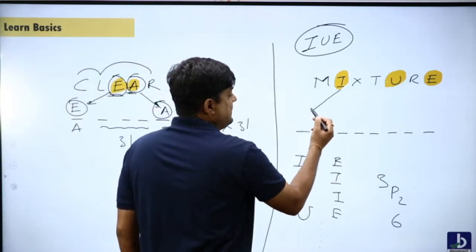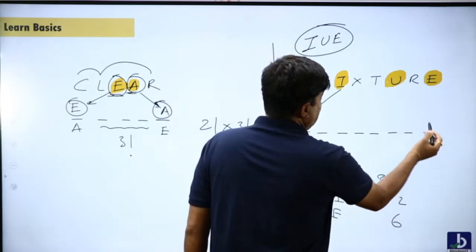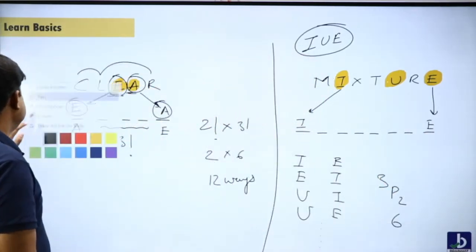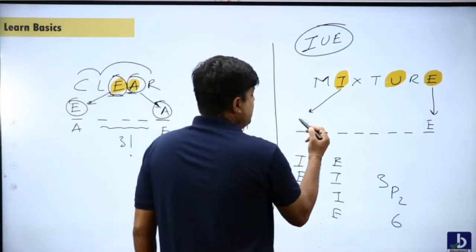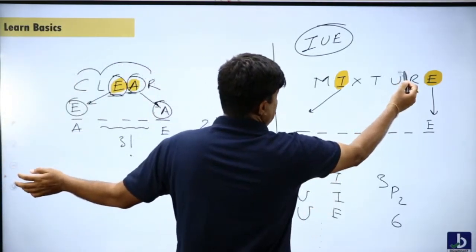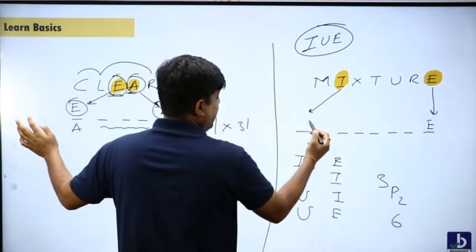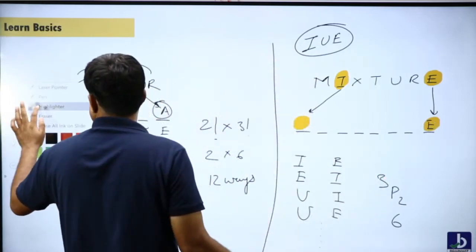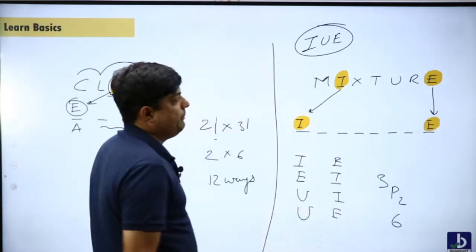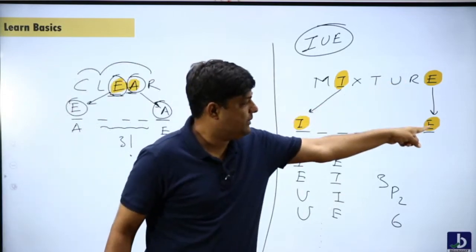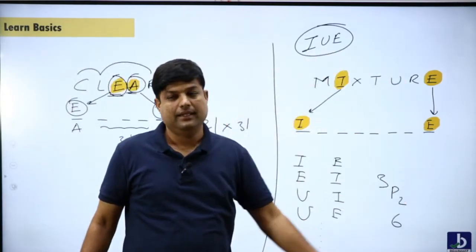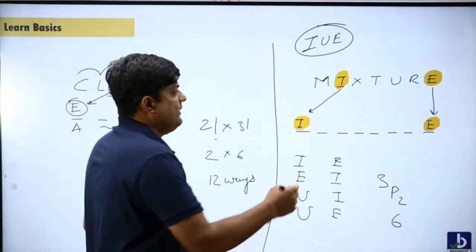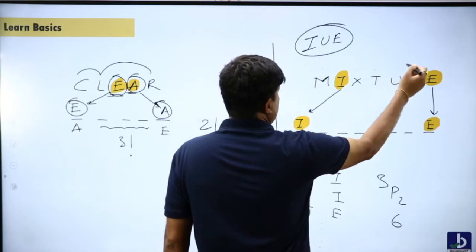Let me say that I is sitting here and E is sitting here. When I is sitting there and E is sitting there, do you have any idea how many people are still standing? Believe that I came here and E came here. In these three people, two people are I and E. So how many people are still standing here? 5. That is 1, 2, 3, 4, 5.